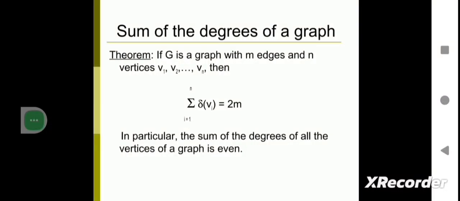Okay. Next concept, sum of the degrees of a graph. If G is a graph with m edges and n vertices v1 to vn, then the sum of the degrees of the vertices equals twice the number of edges. That is summation d of v equals 2m. Summation del of v equals 2m. The sum of degrees of vertices in a graph equals twice the number of edges. This is one of the theorems, a very important one.